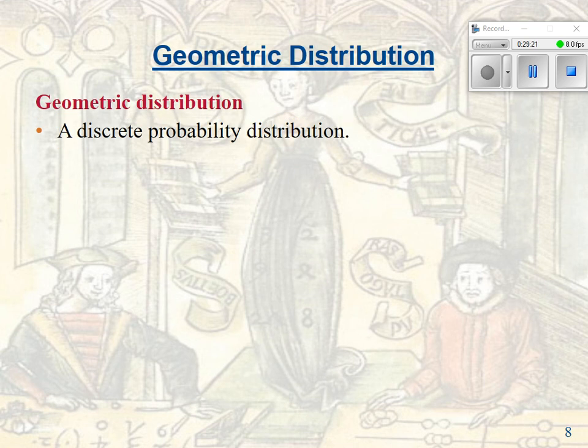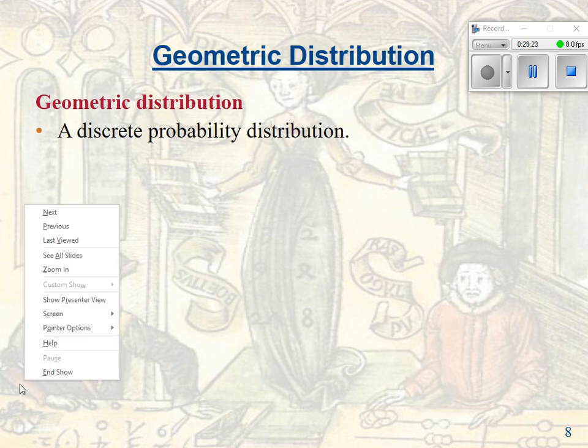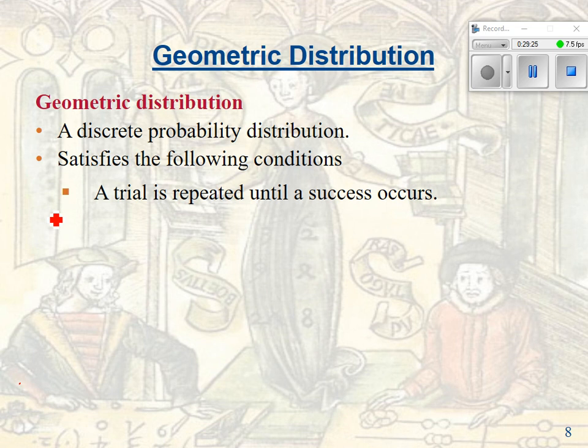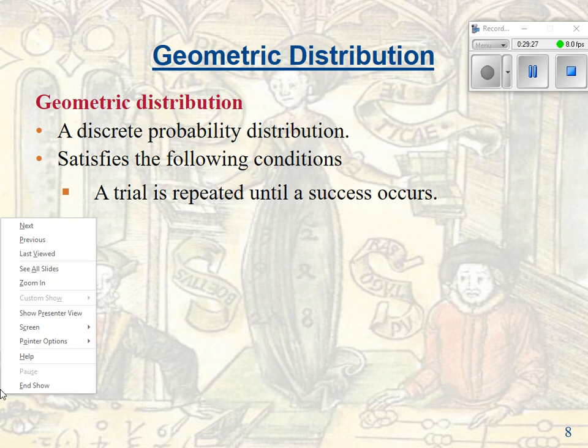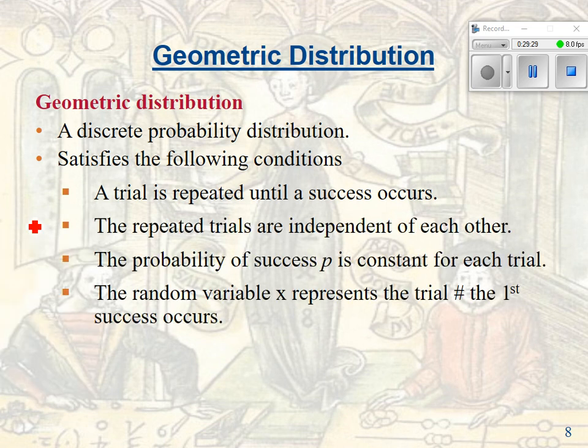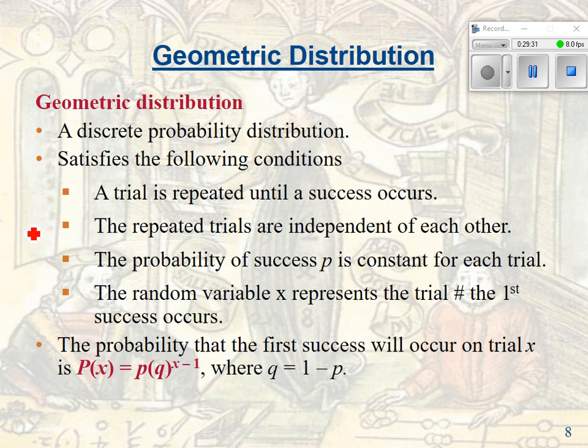So geometric distributions are discrete probability. Everything that we've done in this chapter has been discrete probabilities, and it satisfies the given things here. And the formulas down here at the bottom, that's very key. Again, don't write all this stuff down word for word. To be a geometric distribution, a trial is repeated until there's a success. The repeated trials are independent of each other.